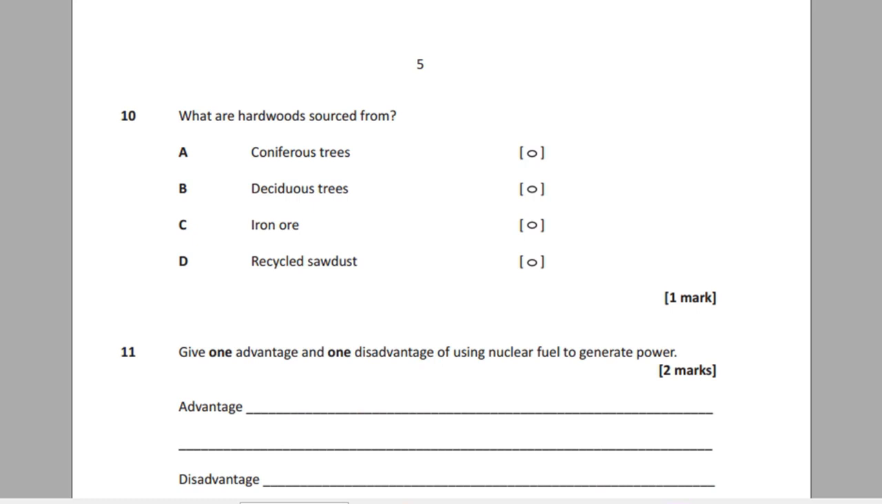Whereas coniferous trees are softwoods and they grow very, very fast. So pine trees and fir trees and all those types of trees, and they produce conical leaves. These types of trees are softwoods. So we then know that the answer is B. But let's talk about this.